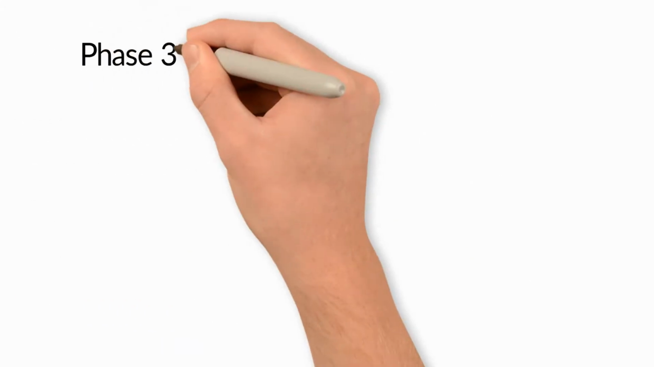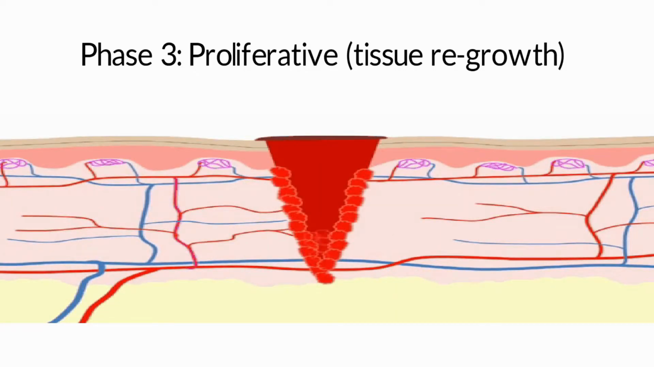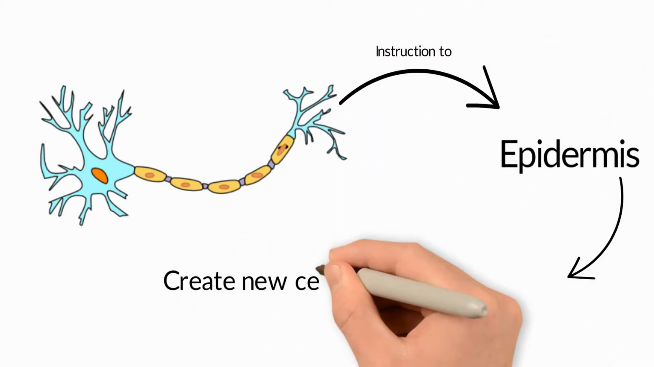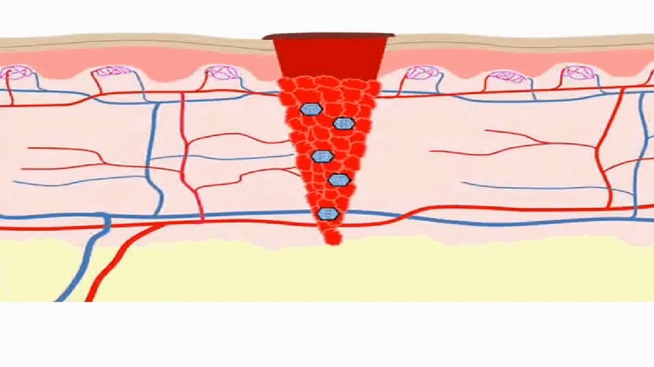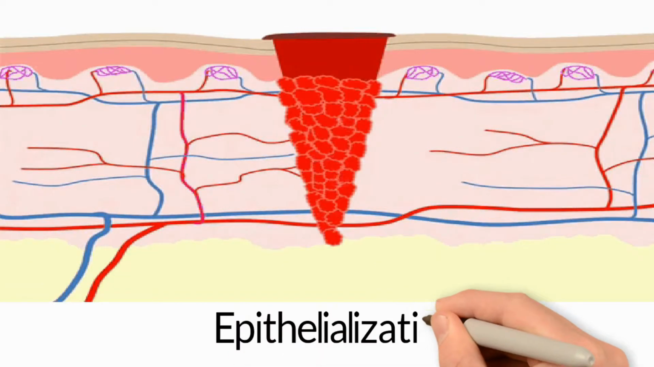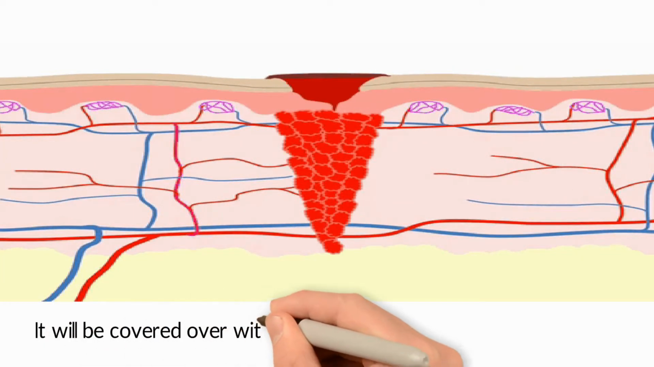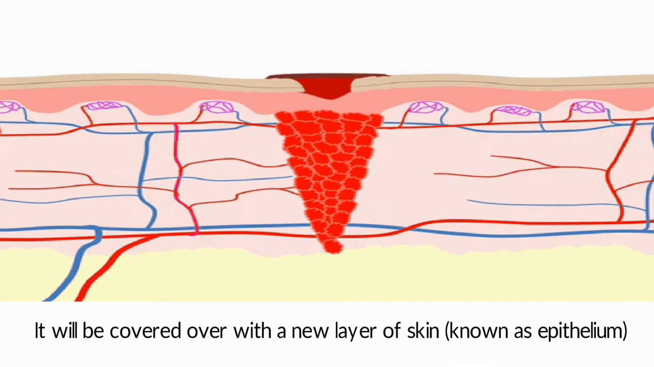Phase 3. Proliferative, tissue regrowth. After about 5 days, shiny red granulation tissue fills the wound bed with oxygen-rich red blood cells called fibroblasts to rebuild the area, and broken blood vessels are replaced with new ones. Chemical signals instruct cells in the epidermis, the outer layer of your skin, to create new cells called keratinocytes, as well as other tissues such as collagen to begin the repair process known as epithelialization. As the wound heals, the skin pulls the edges towards the center of the wound, making it smaller. Eventually, it will be covered over with a new layer of skin known as epithelium.